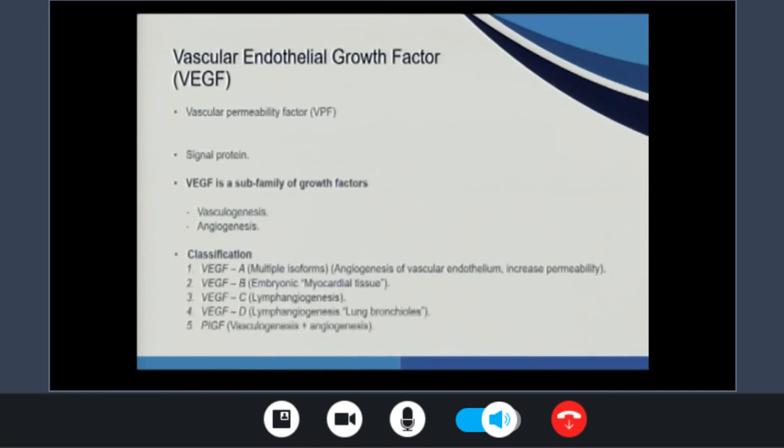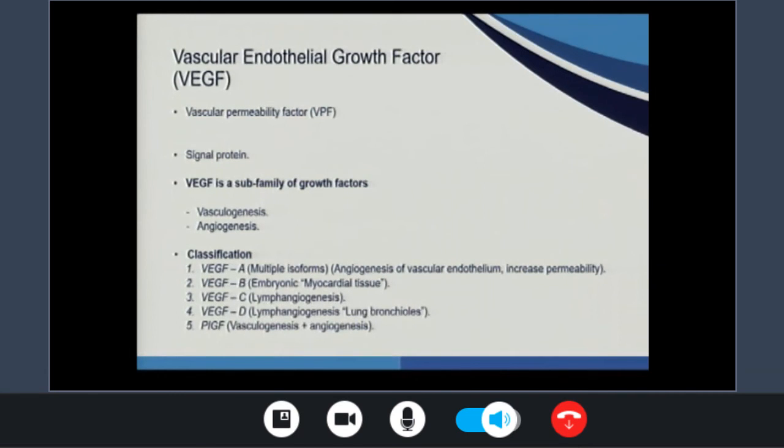Now, the main mediator in neovascular glaucoma is vascular endothelial growth factor, and it was previously known as vascular permeability factor, and it is basically a signal protein that is produced by some cells, which we'll mention in the next slide. VEGF is a subfamily of growth factors. They are both involved in vasculogenesis and angiogenesis. Vasculogenesis is the de novo formation of blood vessels in the embryonic circulatory system, while angiogenesis is the formation of blood vessels from pre-existing blood vessels.